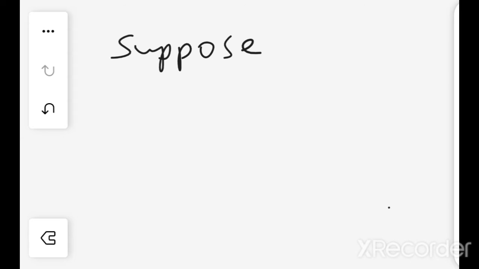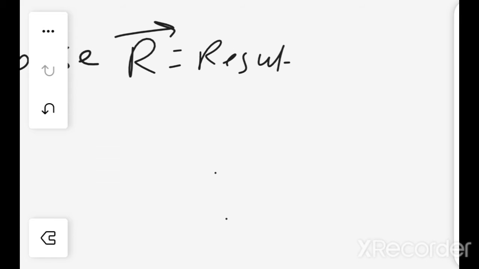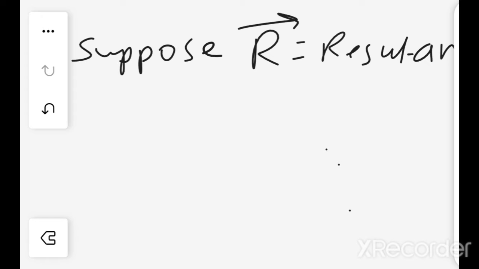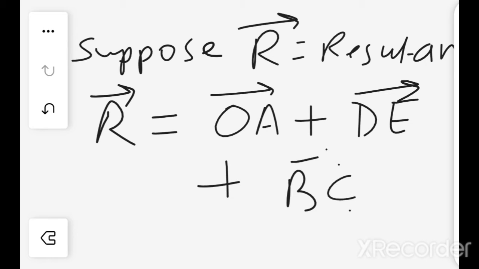Suppose R is our resultant vector, which we need to find. So how can we do that? We can write vector R as the vector sum of vector OA plus vector DE plus vector BC. So the OA, DE and BC vectors are given.